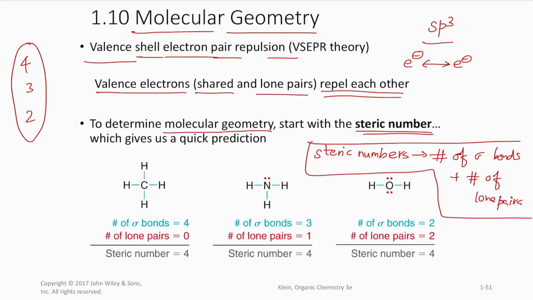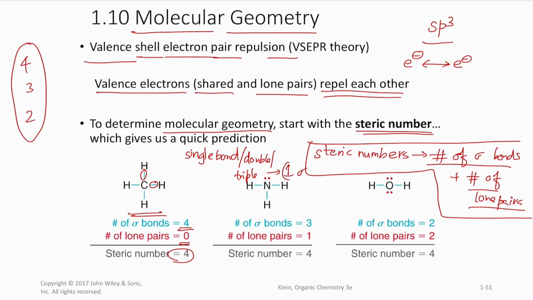Whenever we talk about steric numbers, always understand that we are trying to find the number of sigma bonds and the number of lone pairs. For example, let's take methane. Methane has 4 sigma bonds and 0 lone pairs, so it has a steric number of 4. Notice that a single bond, a double bond, or a triple bond always represents only one sigma bond.